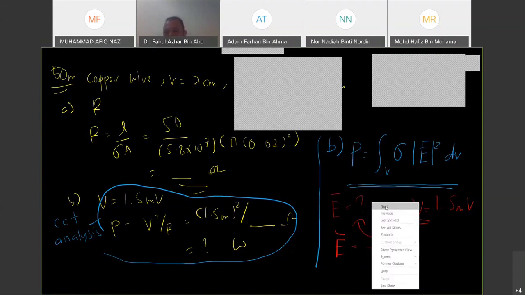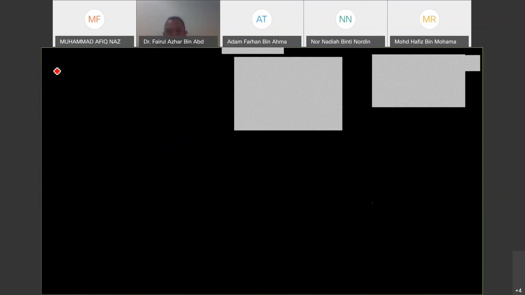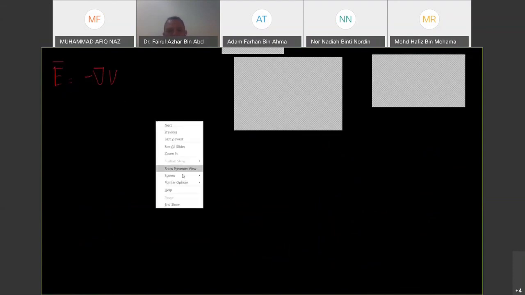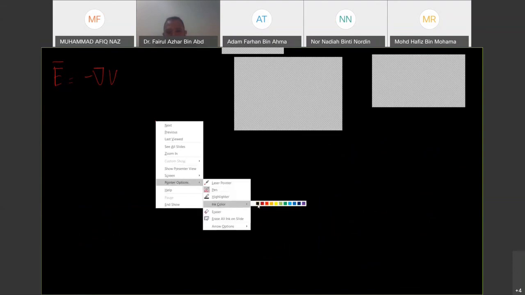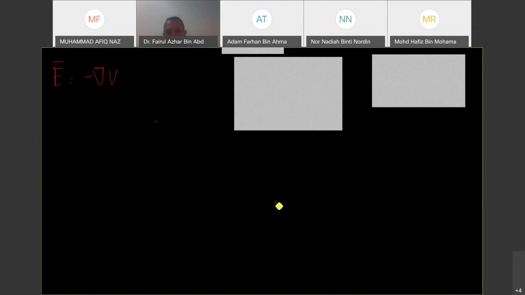If we go to the next page, we have E equal to minus del V. In order to solve this, since in this case we are dealing with a cylindrical conductor, the cylindrical shape of the conductor, right?